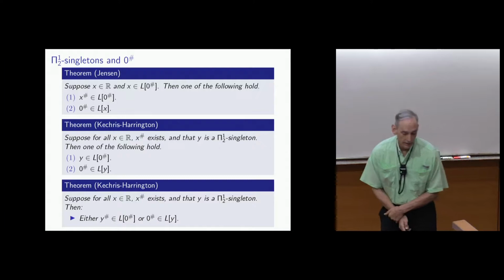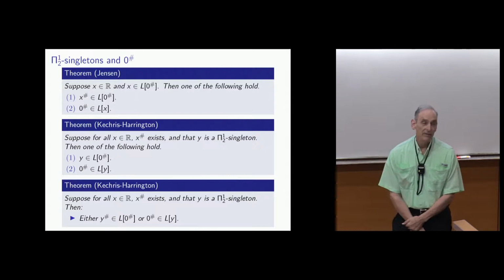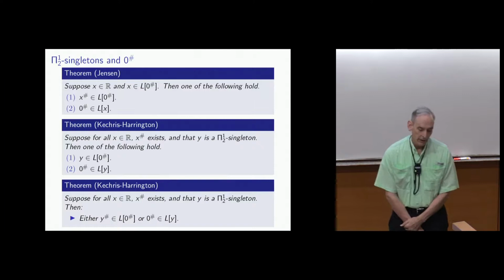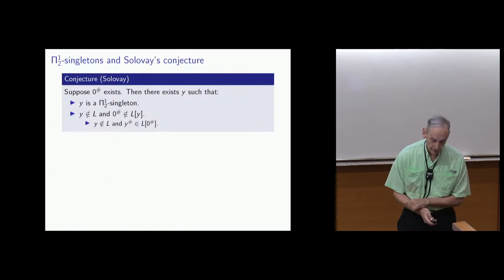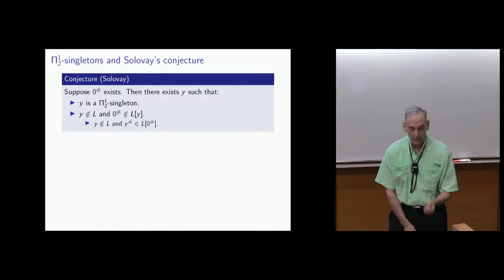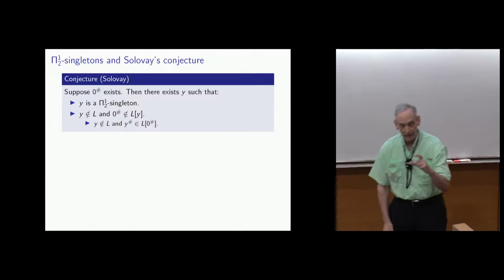Now, Solovay first conjectured that if zero sharp exists and you have a pi 1-2 singleton, either zero sharp is in L of Y or Y is in L, so that this theorem would be vacuous. And then after the Jensen coding theorem, he conjectured the converse. He conjectured that if zero sharp exists, then there is a pi 1-2 singleton that is not in L. Zero sharp does not construct Y. So Y is not in L, and Y sharp is in L of zero sharp. So he actually conjectured that there is a singleton between zero and zero sharp.